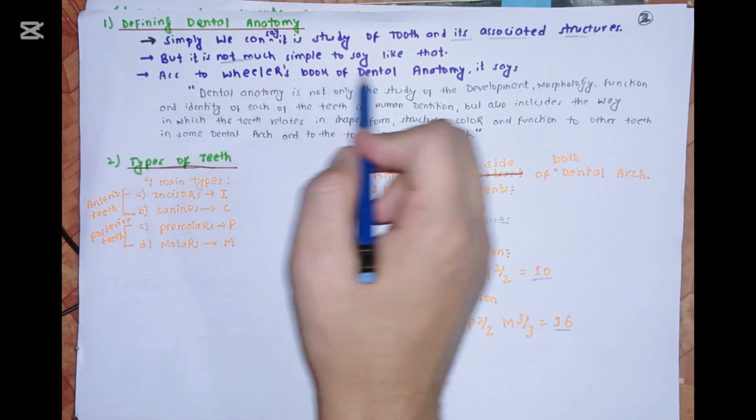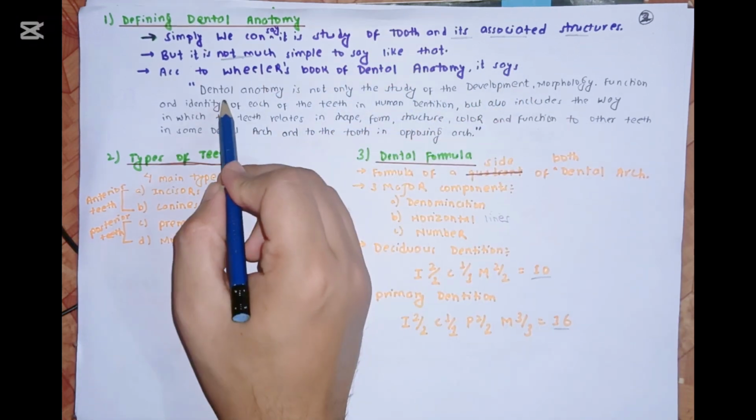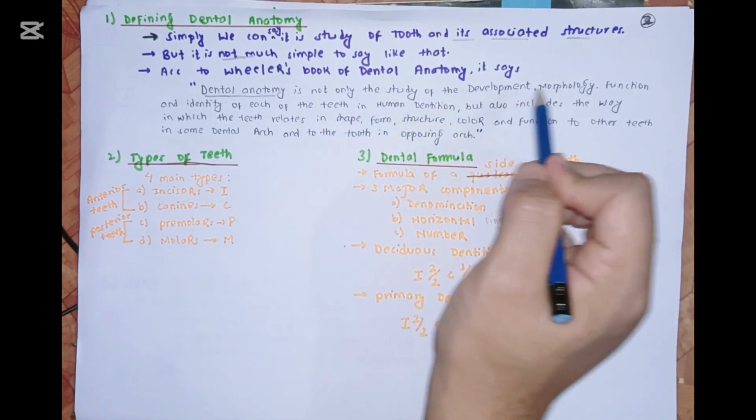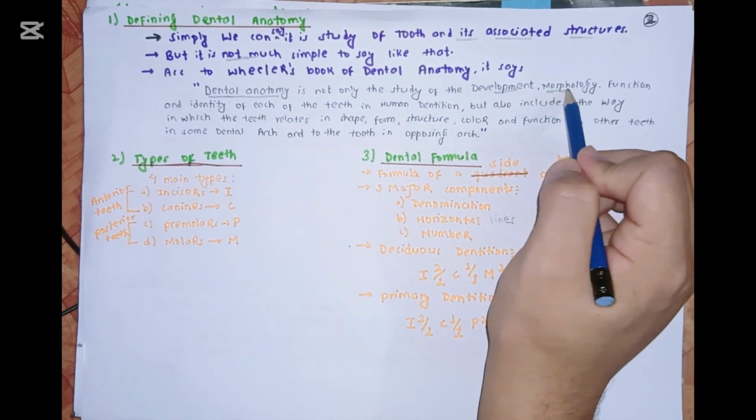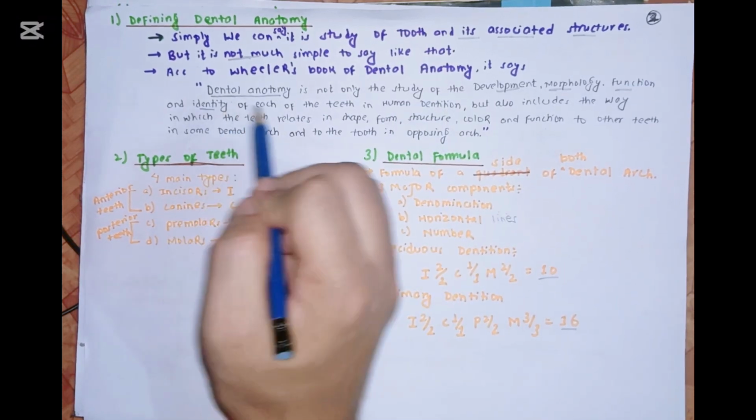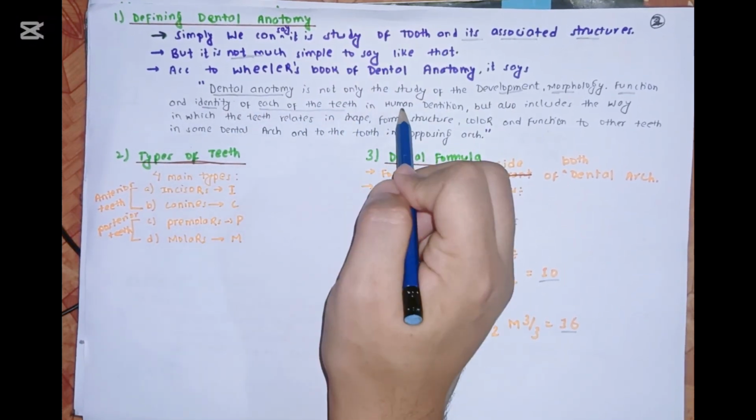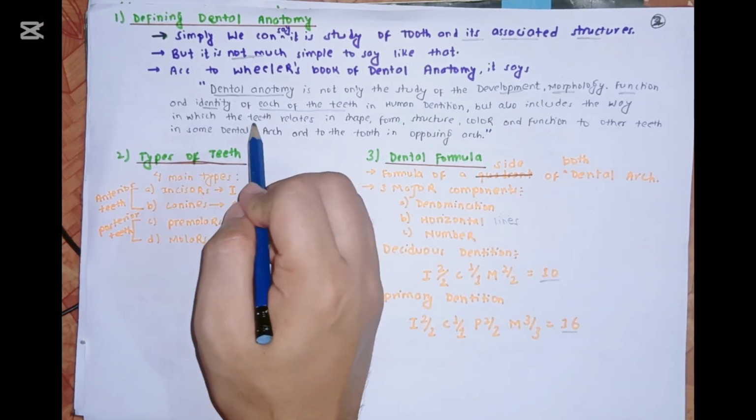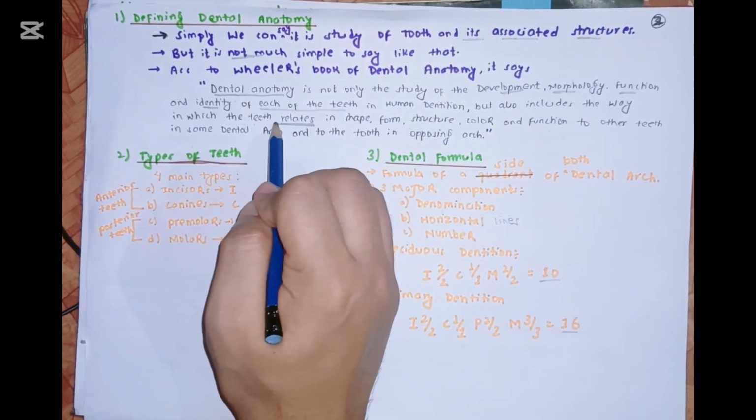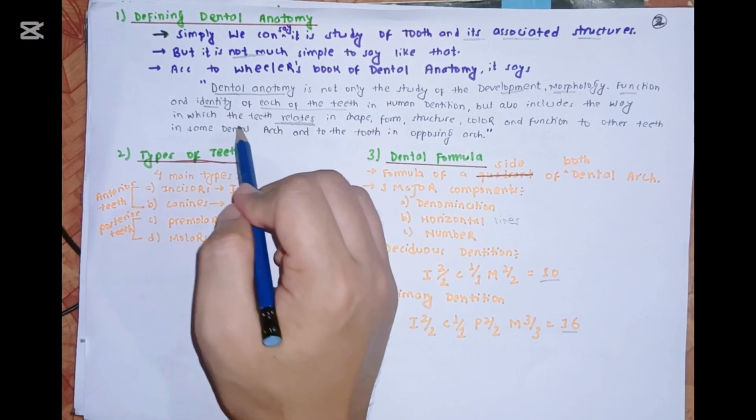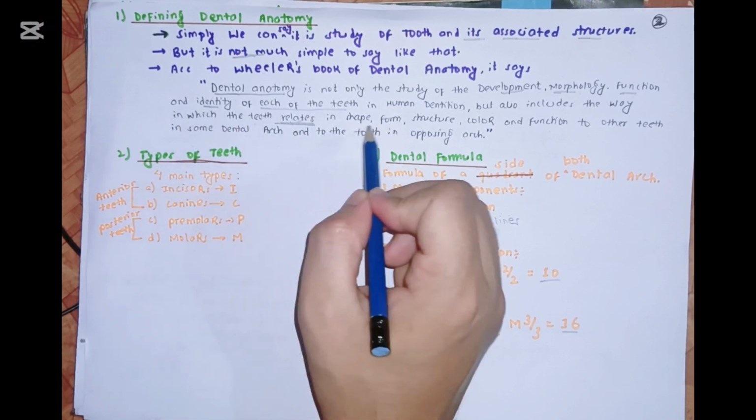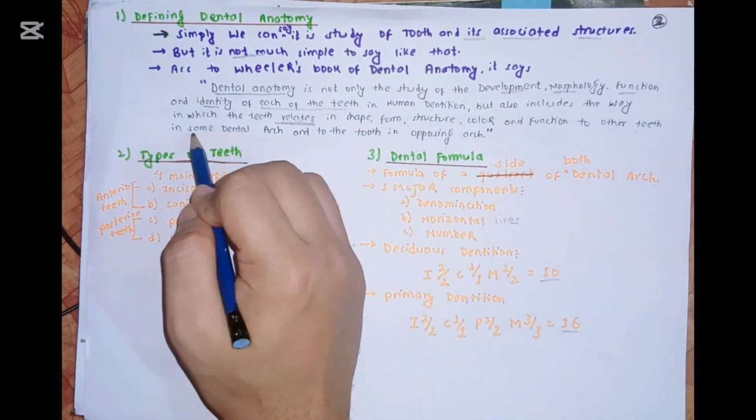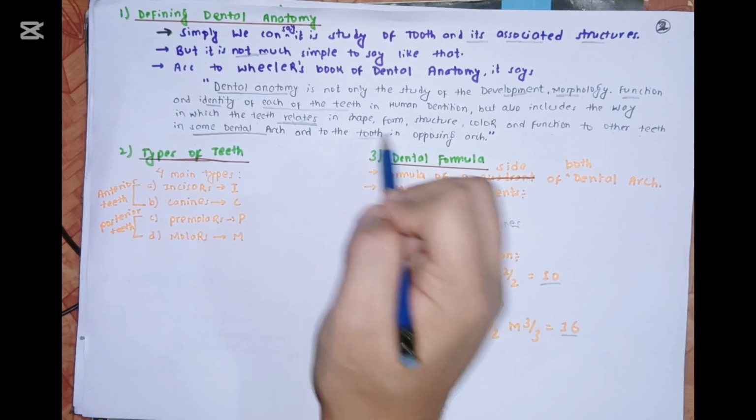According to Wheeler's book of dental anatomy, dental anatomy is not only the study of the development, morphology, function, and identity of each of the teeth in human dentition, but also includes the way in which teeth relate. This term in this definition is very important. Teeth relate in shape, form, structure, color, and function to other teeth in the same dental arch or in the opposing dental arch.